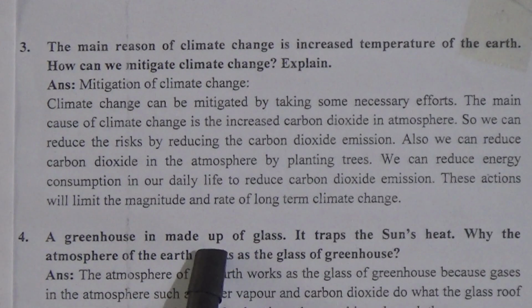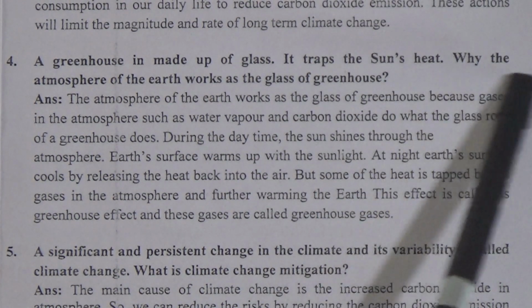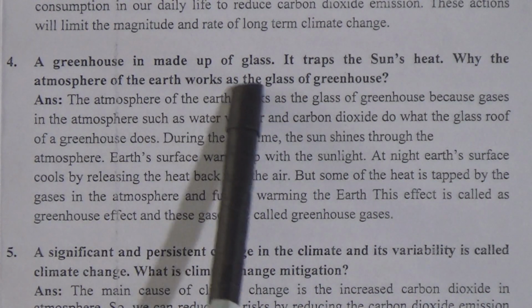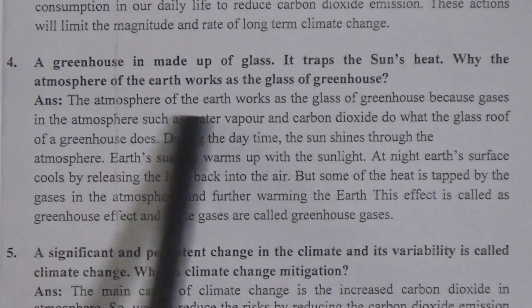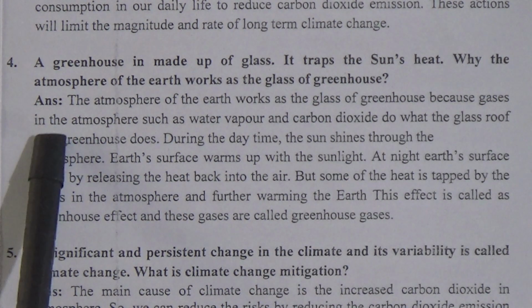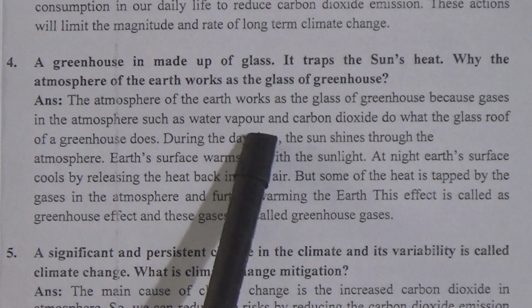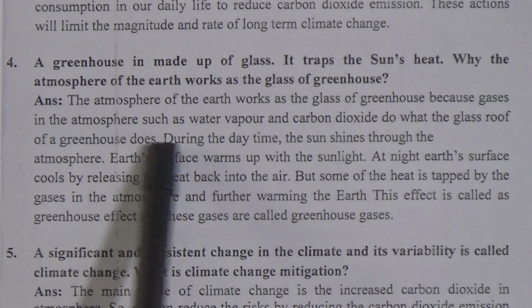Now come to next question. The greenhouse is made up of glass. It traps the sun's heat. Why does the atmosphere of Earth work as the glass of greenhouse? The answer is: the atmosphere of the Earth works as the glass of greenhouse because gases in the atmosphere such as water vapor and carbon dioxide do what the glass roof of a greenhouse does.